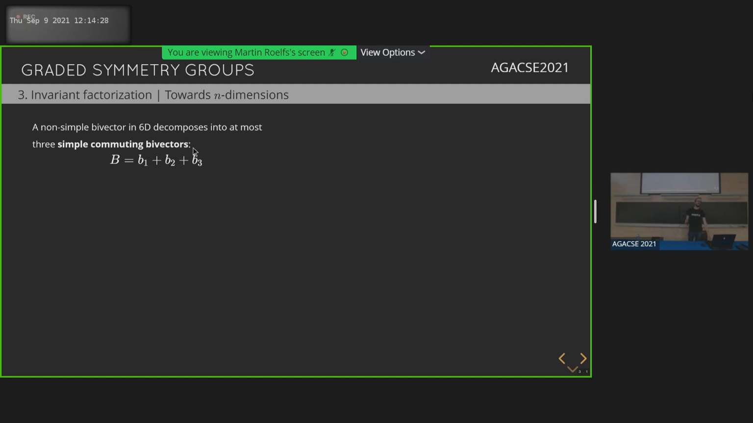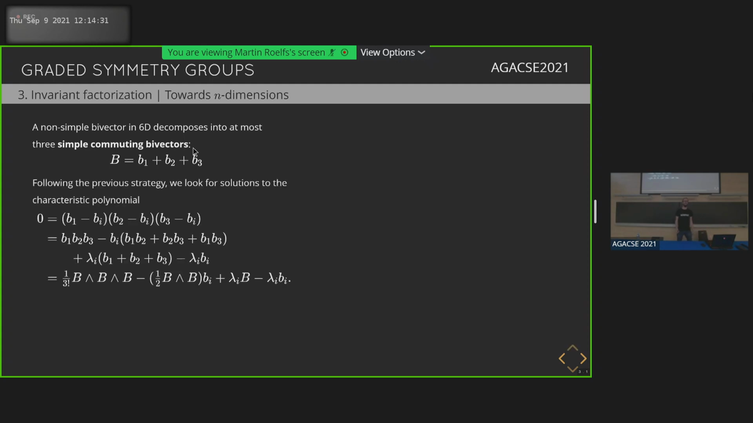And now we take the same characteristic polynomial approach that we did before. This is very easily extendable. I have the same part I had before, but now I just add this extra term, B3 minus Bi, for the next one. And so if you multiply everything out, we get all these combinations, and we just play a game of recognition. This B1, B2, B3 term, if you compute it, is B wedge B wedge B, but I have to divide by 3 factorial. This term here, if you work it out, is just a half B wedge B times the original Bi. And in the term here, we recognize the original bivector B again, and we just have this remainder.